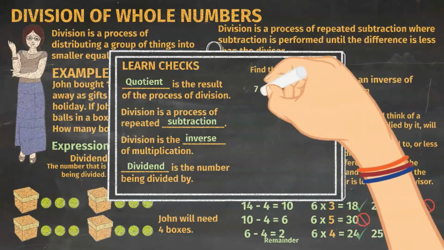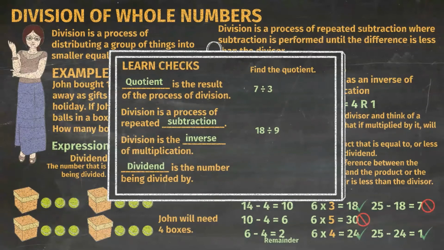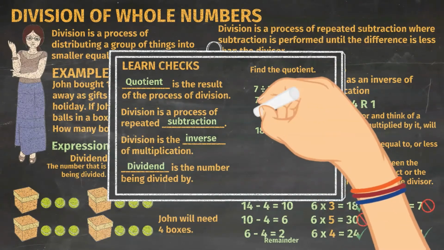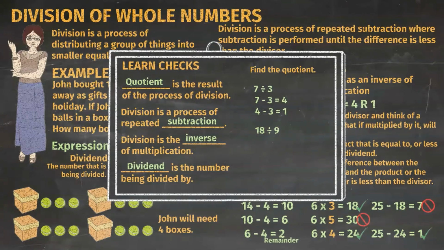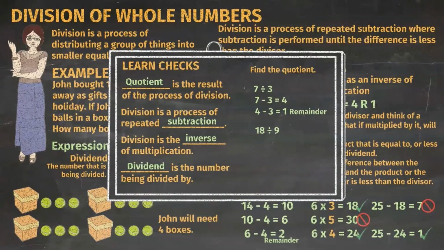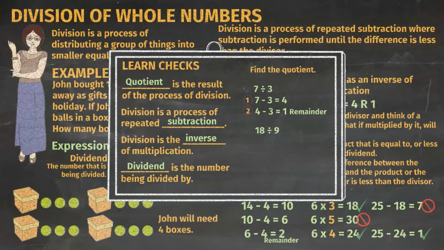Let's find the quotient of the following. Let us perform the first one using repeated subtraction. 7 divided by 3. Again, using repeated subtraction, we take 3's from 7. 7 minus 3 equals 4. 4 minus 3 equals 1. 1 is already less than 3 and the subtraction stops here. This means 1 is the remainder. How many 3's did we take from 7? We took 2. 7 divided by 3 is therefore equal to 2, remainder 1.